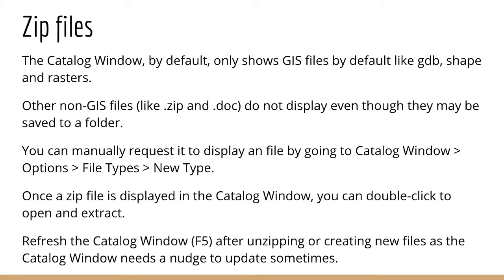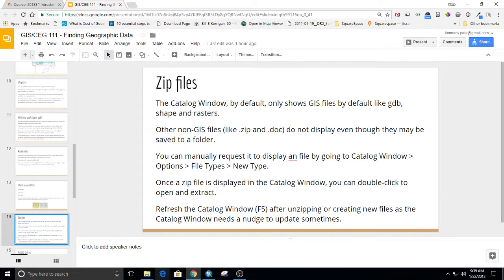What we use zip files for even more is combining a bunch of files. If you needed to send somebody 10 files, you could zip those 10 files into one file and then just send one file, and then they unzip it. In Arc Catalog, zip files are not displayed by default. So let's just crank up Arc Catalog and look around for a minute here.